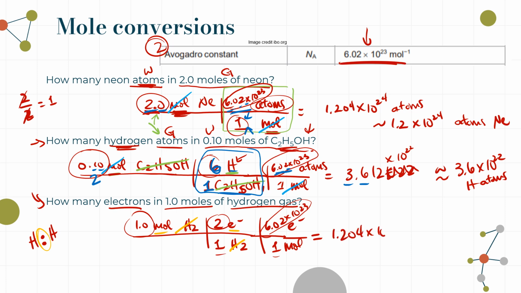1.204 times 10 to the 24th electrons. Sig fig check. We're going to keep 1, 2, because these again have infinite numbers of sig figs. 1, 2, 3 here. Keep 1, 2, and our final answer is 1.2 times 10 to the 24th electrons.